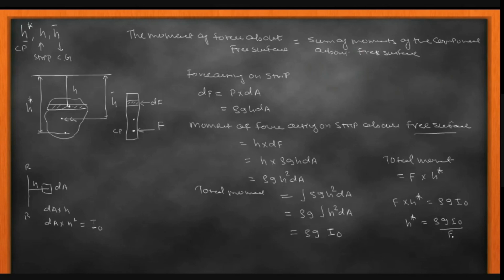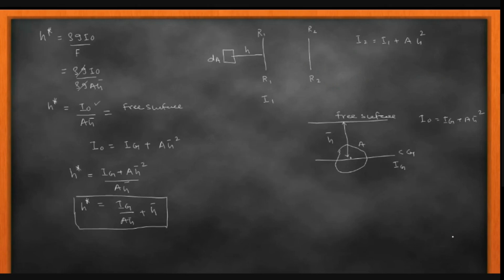And then we discussed the center of pressure, that is h star, and we derived h star equals rho g into I divided by F, and F has a value of rho g A into h cut. Finally we derived that h star equals I naught upon A h cut. Then we used the parallel axis theorem, put down the value, and the final expression is h star equals IG upon A h cut plus h cut.